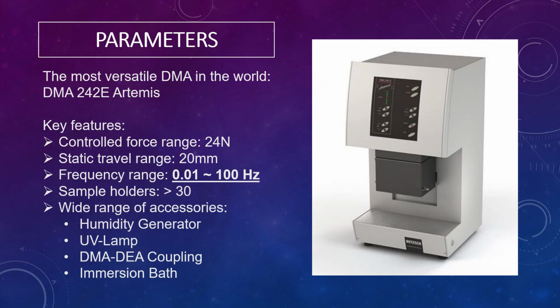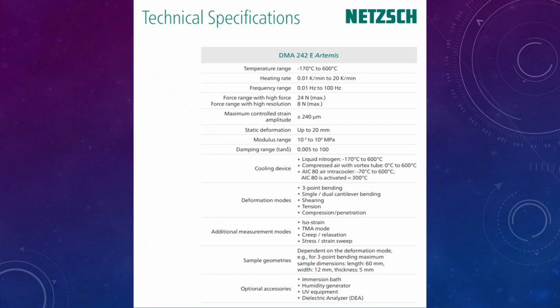Here is one of the most versatile DMAs in the world, which is the DMA 242E Artemis. Here are some parameters of it. Its control force range is 24 Newton, static travel range is 20 mm, frequency range is from 0.01 to 100 Hz, and it has more than 30 types of sample holders. And here is another technical specification of it.